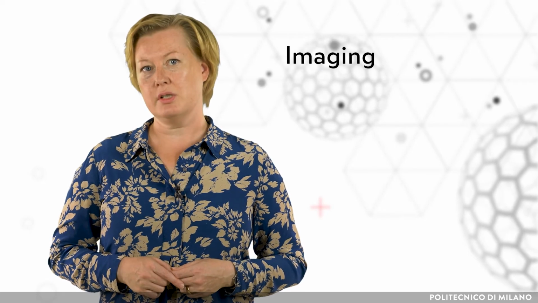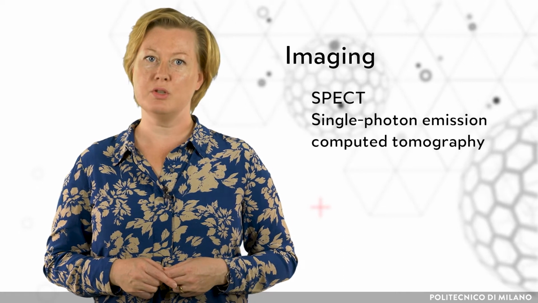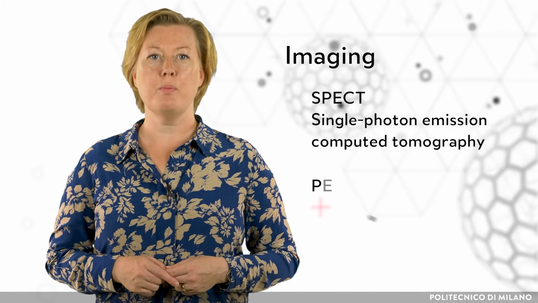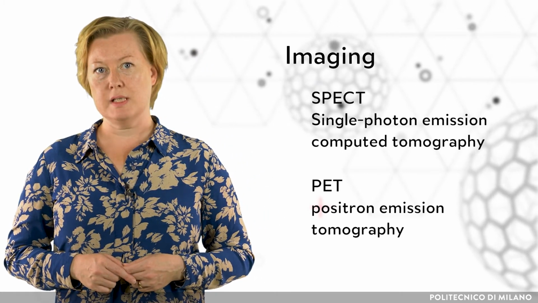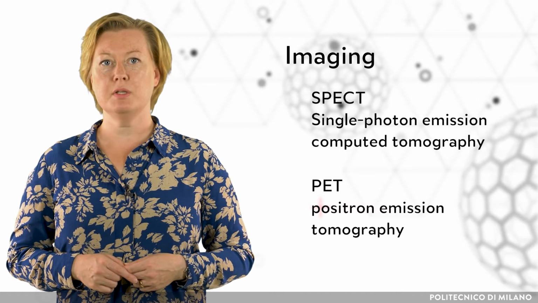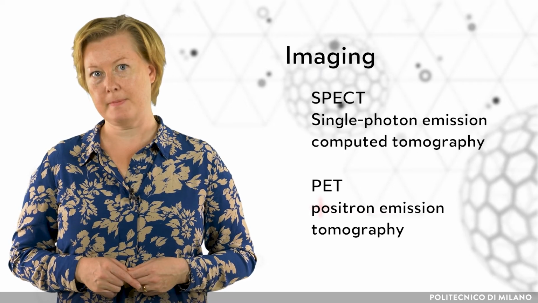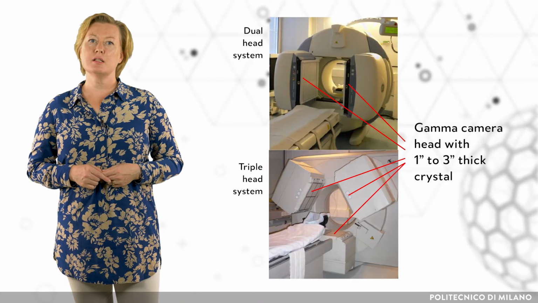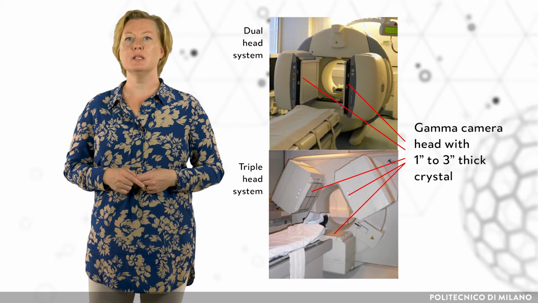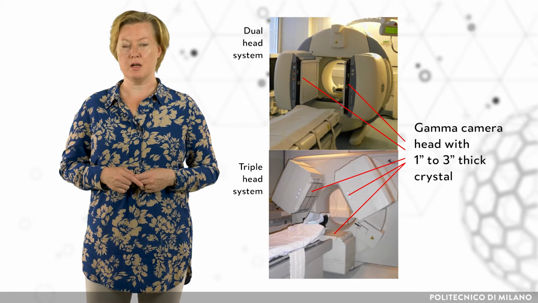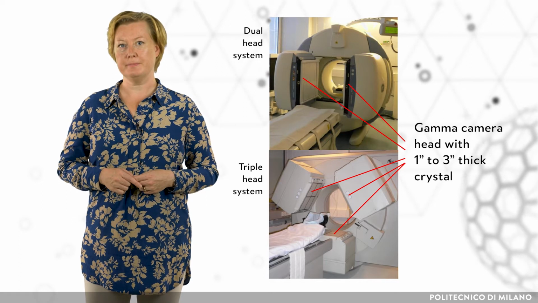Imaging of patients injected with radiotracers is performed using single photon emission computed tomography or positron emission tomography. In particular, SPECT imaging is used for gamma emitters, whereas PET imaging is used for positron emitters. In a SPECT imaging device, the radiation emitted by the radiopharmaceutical passes through the body and is detected by a gamma camera. There can be 2 or 3 cameras in a SPECT device.